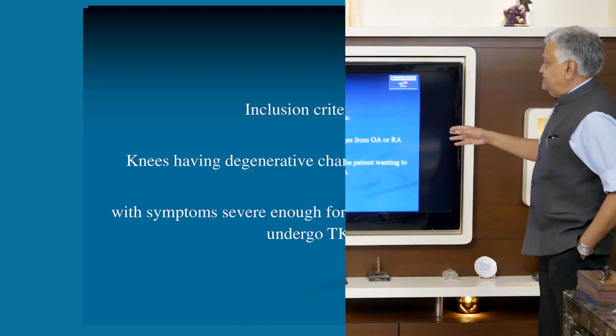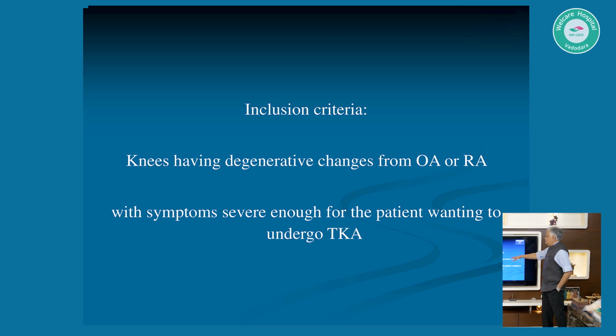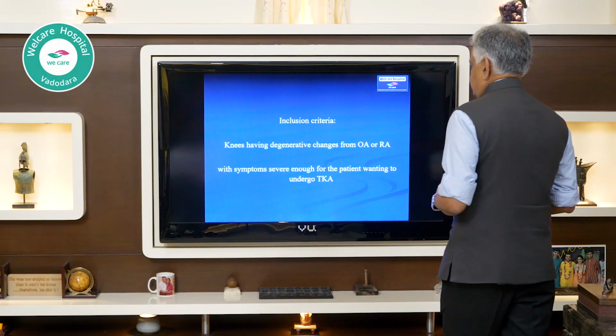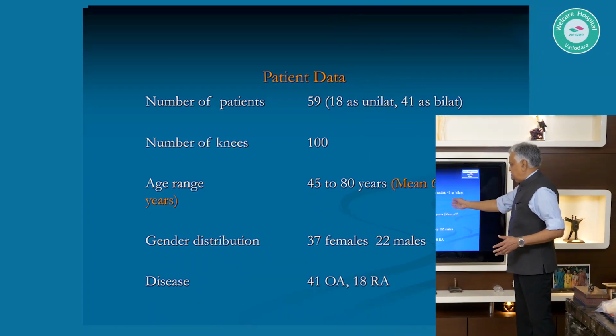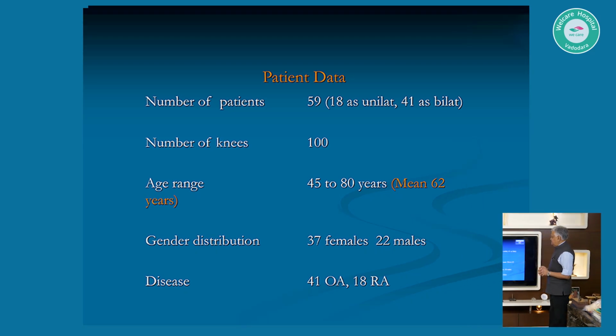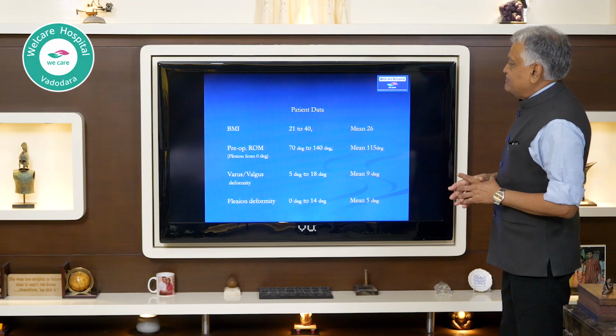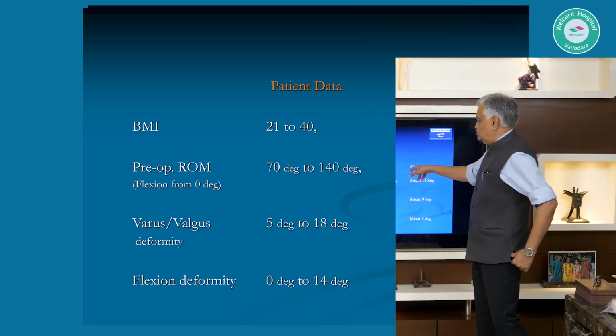So, inclusion criteria, knees with degenerative changes either from OA or RA with symptoms severe enough for the patient to undergo TKR. In other words, a standard, box standard OPD that I would have had in the Indian context. Next, please. This is the patient data, number of knees, the disease, etc. Next, please. The BMI, the mean was 26.